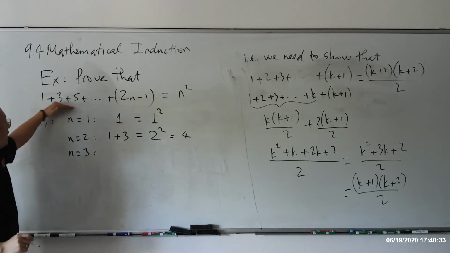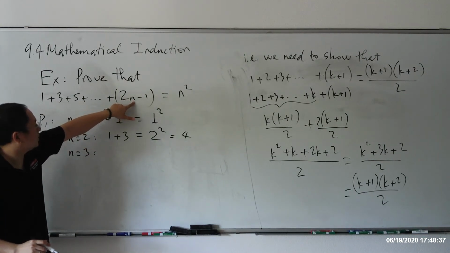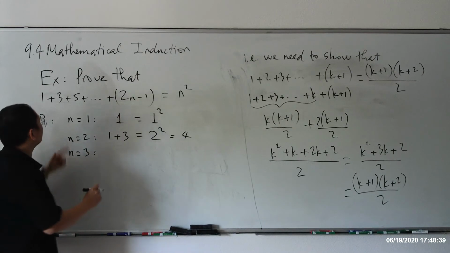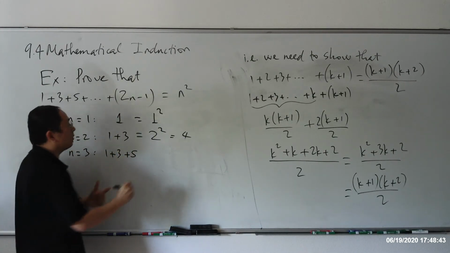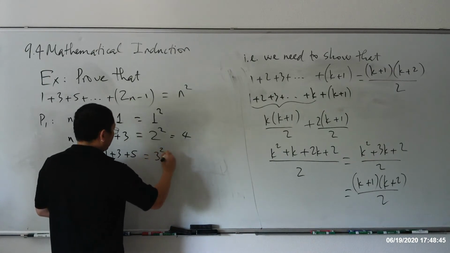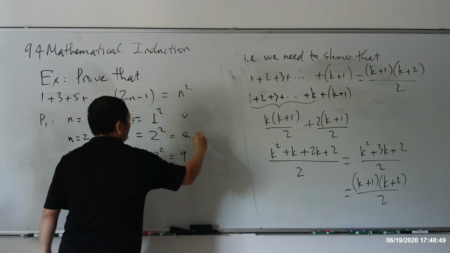Say n equal to 3 means what? The sum of the first three odd numbers. Look here. 2 times 3 is 6 minus 1 is 5, right? So what? 1 plus 3 plus 5, you see? The sum of the first three odd numbers. Is that equal to 3 squared? Yeah, because they all equal 9. It's all correct.